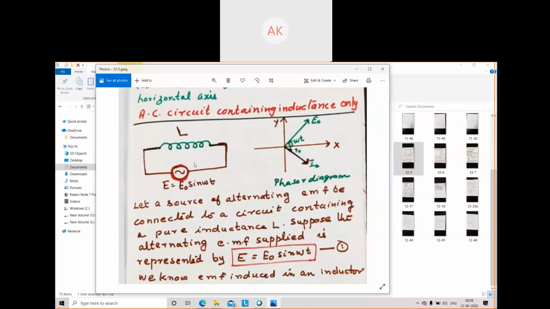So here you can see the figure of an inductor. What is an inductor? Just a coil. For example, an insulated copper wire wound in the form of a helix or in the form of a coil. Coil is the wire, insulated copper wire, and it is connected to an AC source. What is an AC source? AC source means current at every instant is varying. Every instant the magnitude of current is varying, and the direction too.